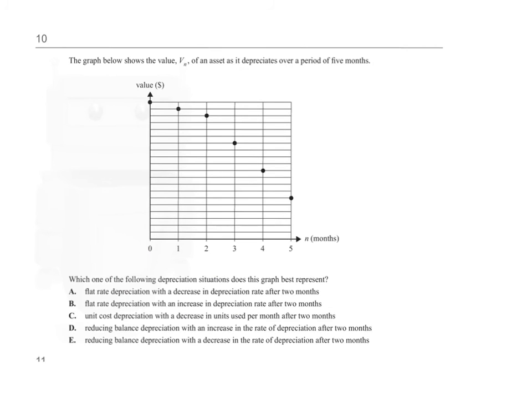Okay, the graph below shows the value of an asset as it depreciates over a 5-month period. Which of the following depreciation situations does this graph best represent? So what we're looking at are the drops. So if you look here, when it goes from here to here, it's dropped down 1 box, whatever it was, and then it drops down 1 box again. So at the start, this is a straight line, and it's dropped by the same amount. So over the first 2 months, it dropped by the same amount.